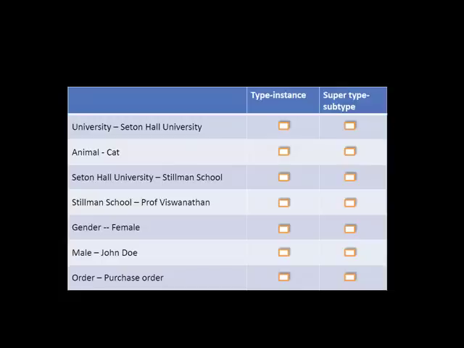But they are all instances, right? And Seton Hall University itself is an instance. School of Arts and Sciences, Business School are instances, and they are just connected. These are instances of school. This is an instance of university. So universities have schools, that is the relationship. And we are talking about this university has these schools. So this is neither. It's not type instance, it's not supertype subtype. It's just instance. There's not even a column here to talk about it.